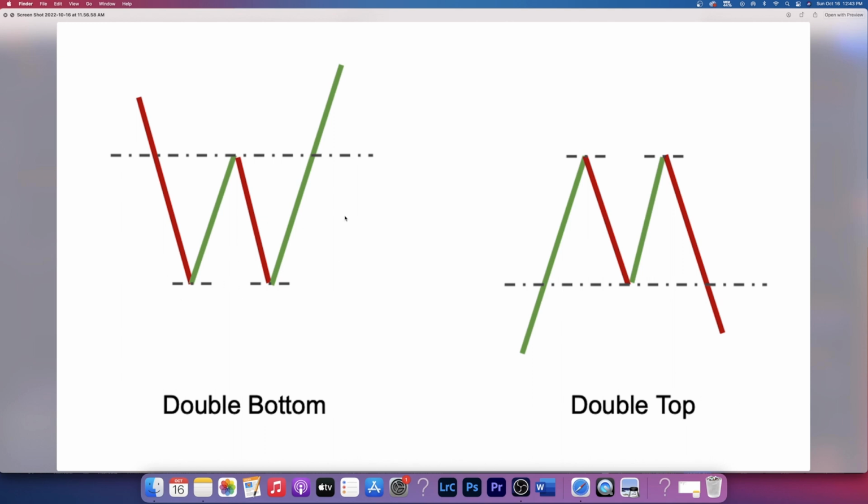Here are two clear examples to show the difference between a double bottom and a double top. You have two bottoms. Once it breaks through that neckline, it continues upwards, and a double top is the opposite.